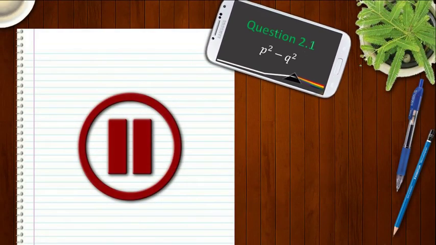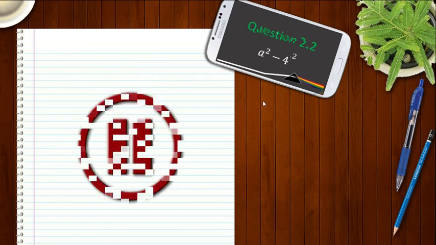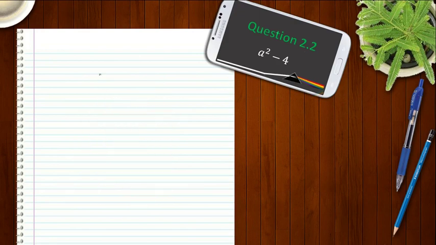Question 2.1. If we have p squared minus q squared, I just open my two brackets, and one is a plus, one is a minus. The square root of p squared is just p, and then the square root of q squared is q. And that's my answer. Question 2.2, a squared minus 4. So we have two terms, there's a negative in between them, and both of them are perfect squares. So I have my two brackets, a plus and a minus. The square root of a squared is a, which I put here, and the square root of 4 is 2.